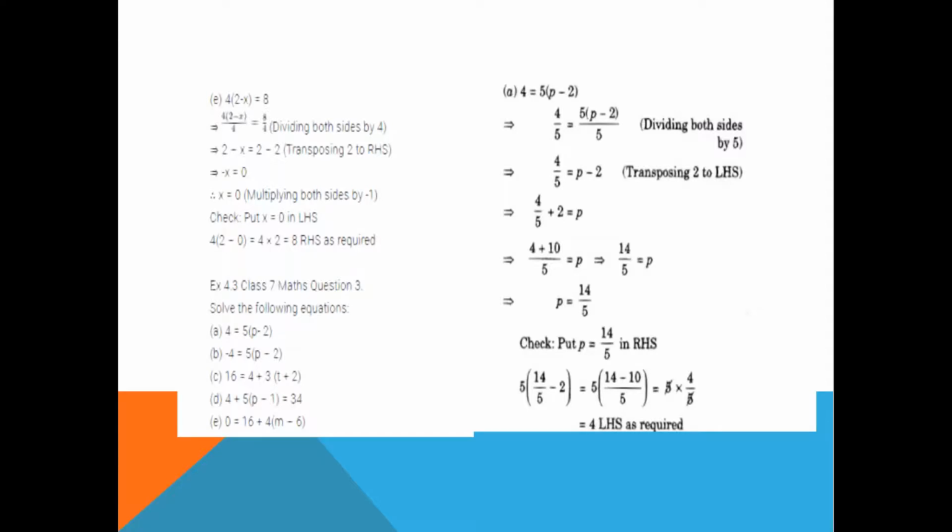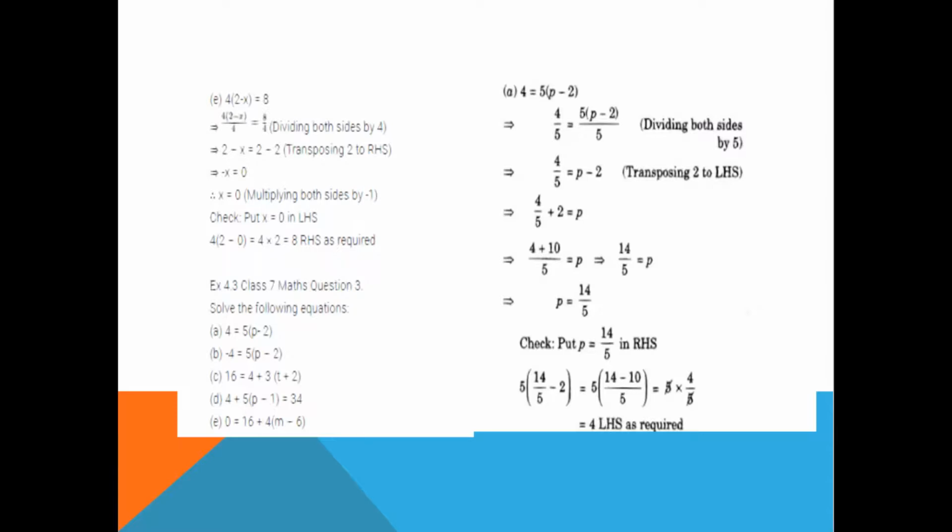Moving to E part, that is 4 into (2 minus x) equal to 8. Now dividing by 4 on both the sides, we get 2 minus x equal to 2. Minus x equal to 2 minus 2, which is equal to 0. So answer of x is 0. Putting 0 on your left hand side, it will become 4 in a bracket, 2 minus 0, will be 4 into 2 equal to 8, which is your RHS.